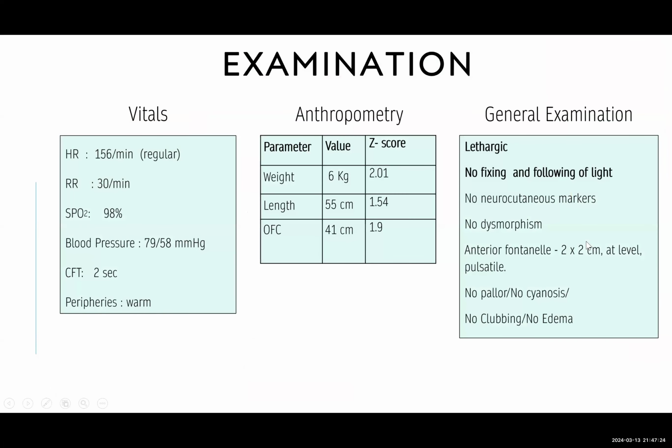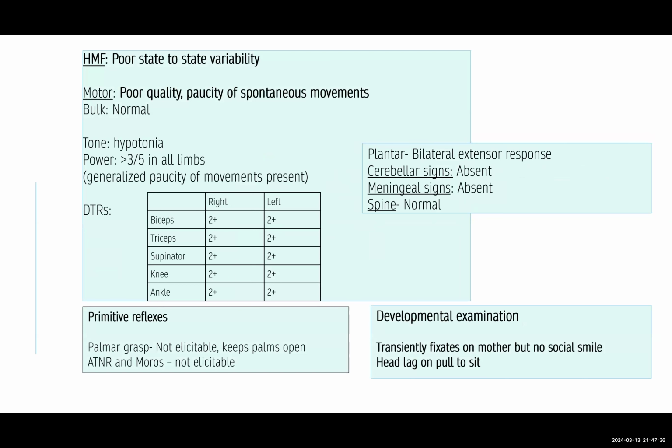On examination, vitals were normal. Anthropometric parameters were in normal range. On general examination, baby was lethargic. There were no neurocutaneous markers or dysmorphism. Anterior fontanelle was normal. In CNS examination, baby had poor state-to-state variability.